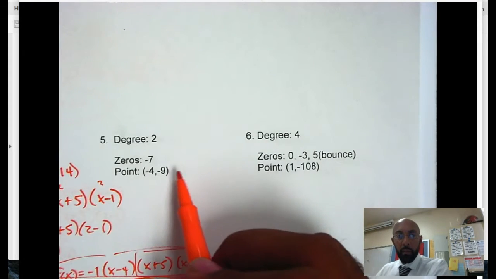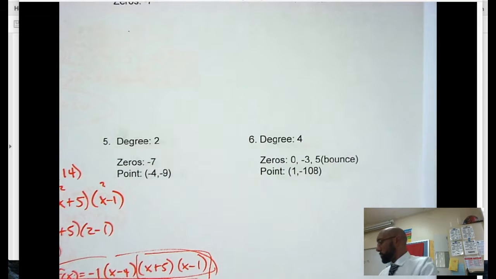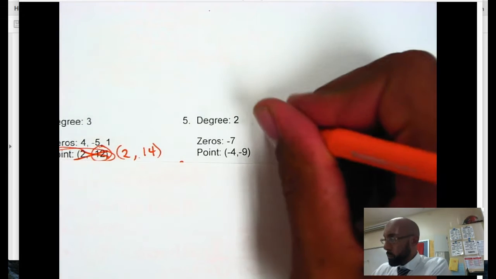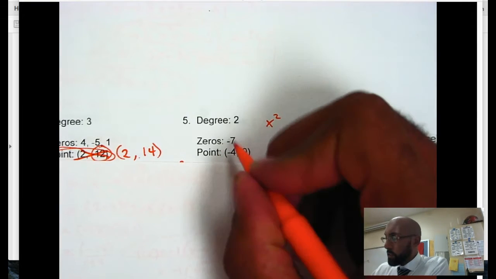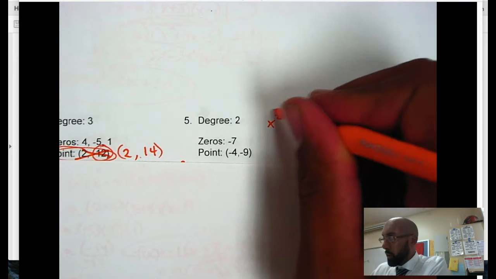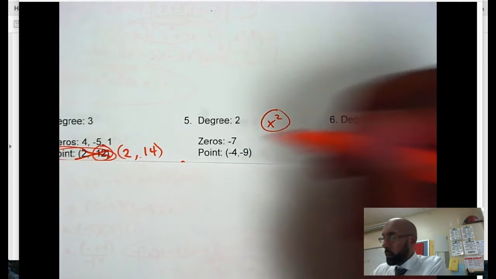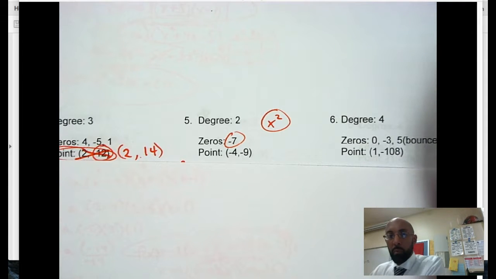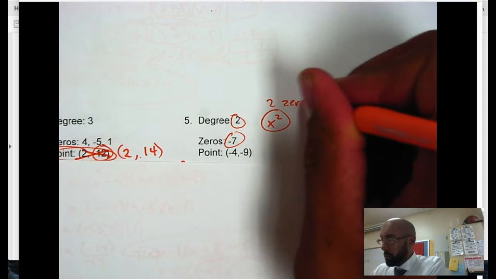So now I'm going to go over the next two. So now this one, I'm actually going to do this on a separate sheet of paper, just so we still have room. Okay. This has a degree of 2, so we'll have x squared. Okay, but then it says the zero is at 7. Now, if it's x squared, and we have only 1 zero, a degree of 2 should have 2 zeros.